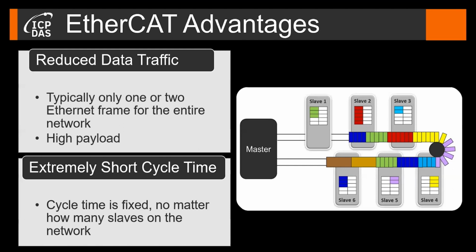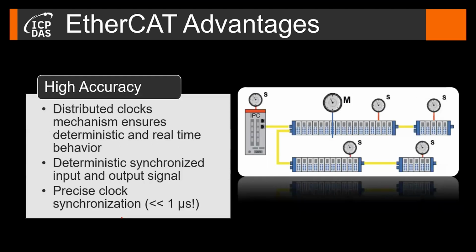So the low data traffic enables an extremely short cycle time for the EtherCAT network. In addition, the cycle time is fixed, regardless of how many slaves are on the network. EtherCAT slaves use the distributed clock mechanism to ensure a deterministic and synchronized behavior of all the slaves in the network.